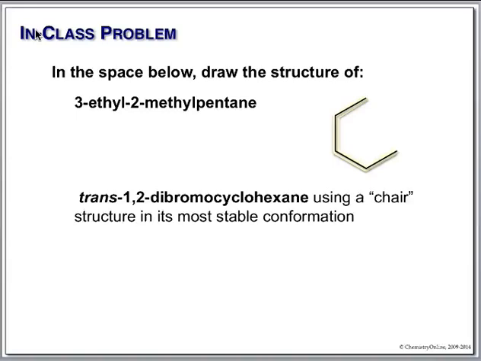And look at this, we're gonna define one of the ends here, that's carbon number one. So let's make this carbon number one. That means we're gonna have in carbon two, a methyl group, and carbon three, an ethyl group. And that's all you have to know.